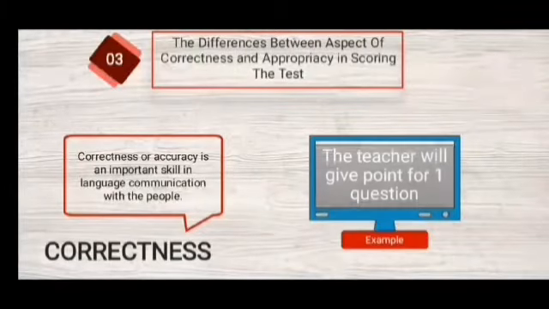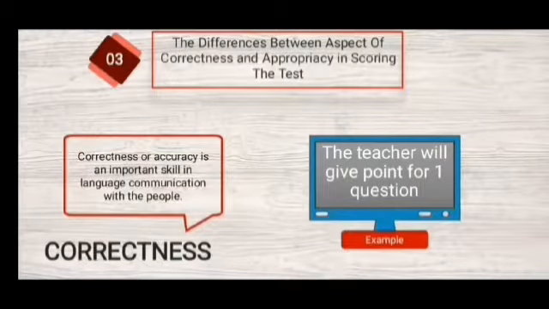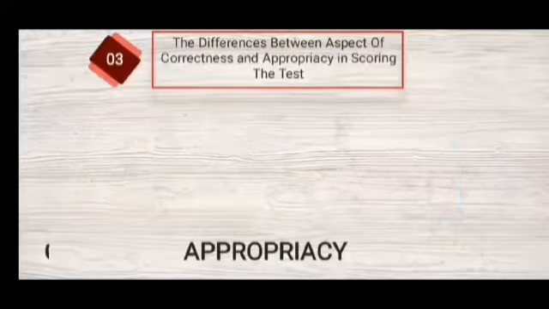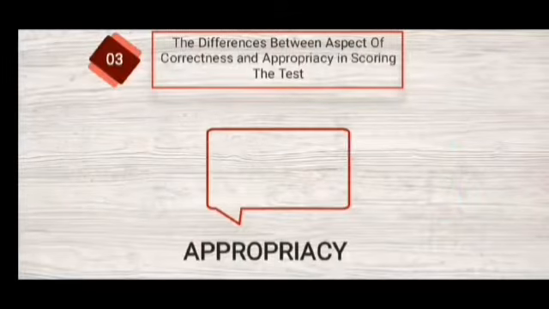For example, the teacher will give points for one question. For example, the teacher gives the student a question about where do you live, and then maybe the teacher will give 5 points for the answer that follows the correct rules, such as grammar, punctuation, and so on. Okay, next is appropriacy.